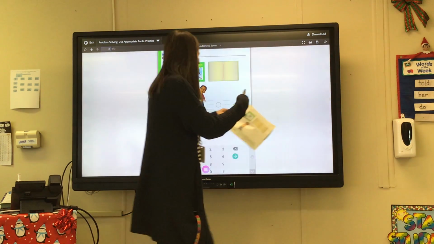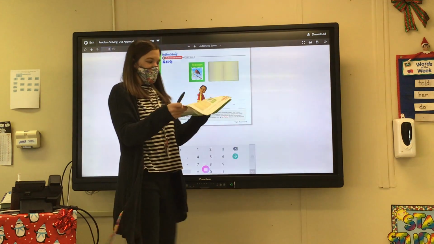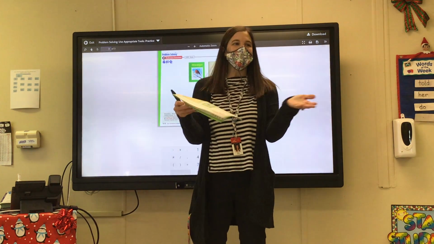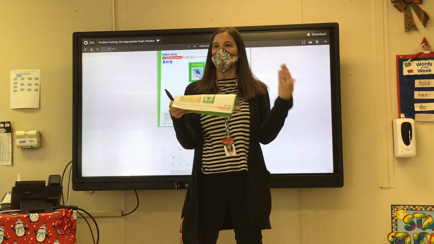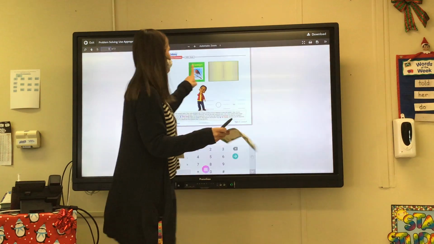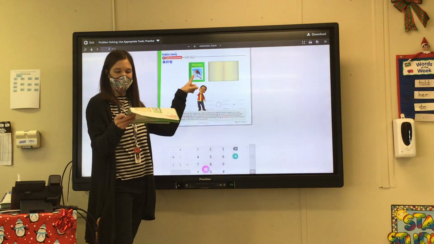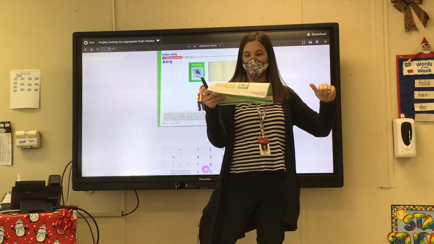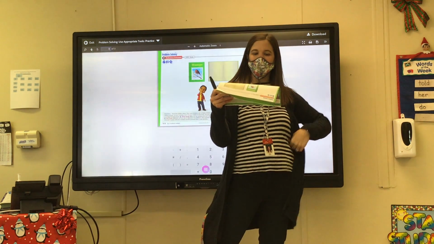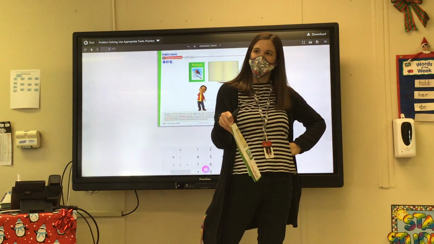So Carlos here has stamps. He collects them. Carlos has 9 stamps in all. He puts 1 stamp on the front cover, and he puts the rest inside the book. How many stamps does Carlos put inside his stamp book?